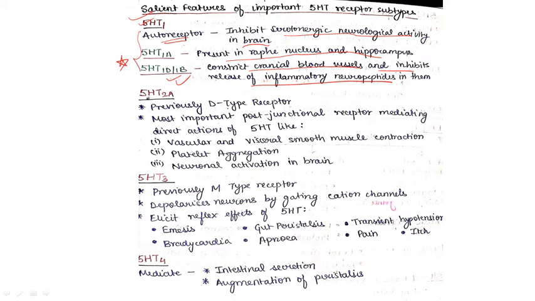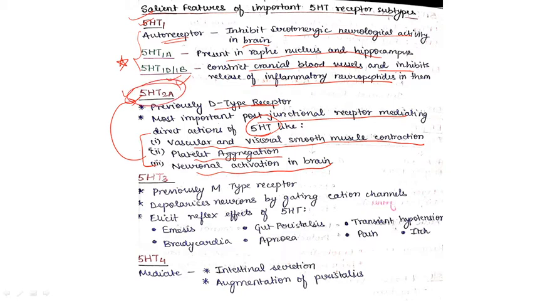Okay. 5-HT2A, previously called the D-type receptor, is the most important post-junctional receptor mediating direct action of 5-HT. It will mediate vascular and visceral smooth muscle contraction, platelet aggregation, and neuronal activation in the brain. So these three activities are very important, and are mediated by 5-HT2A receptors: vascular and visceral smooth muscle contraction, then platelet aggregation, then neuronal activation in the brain.